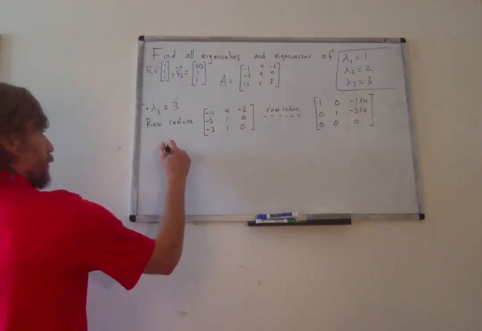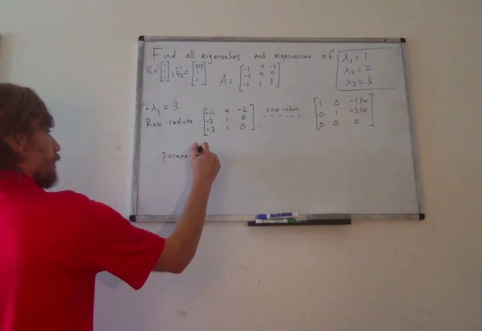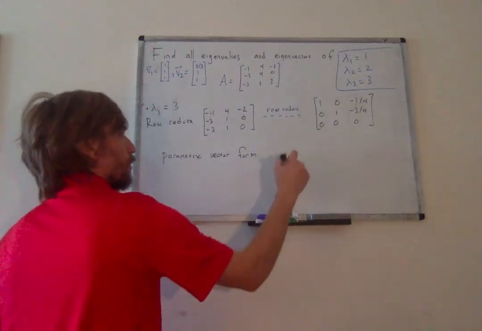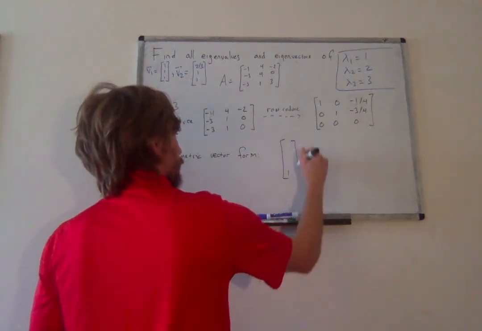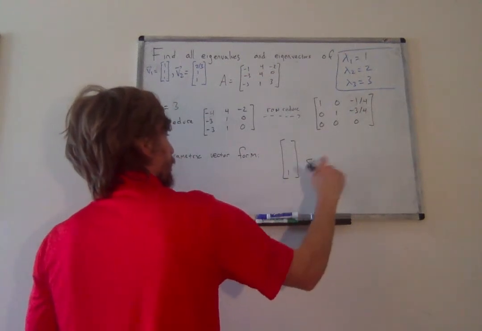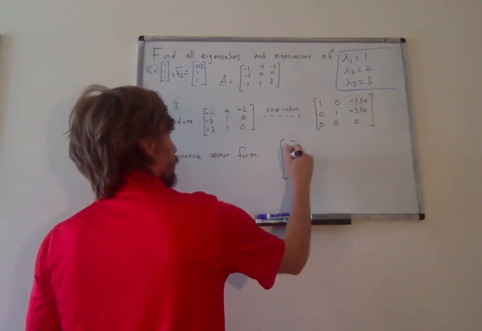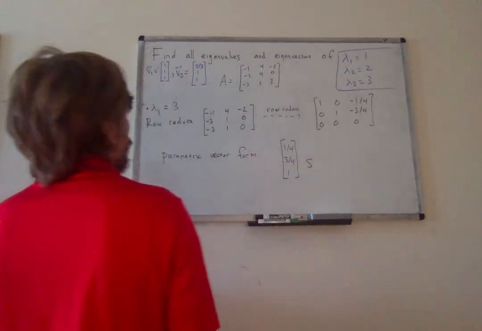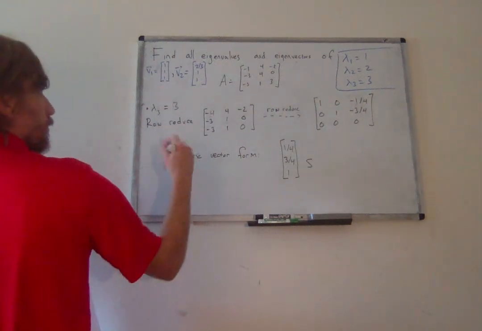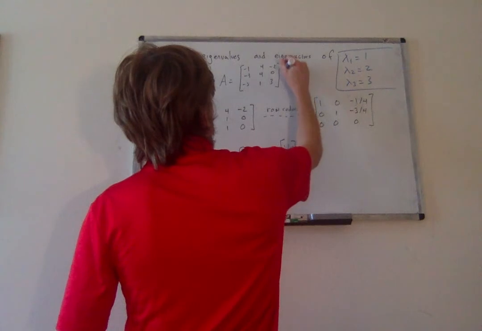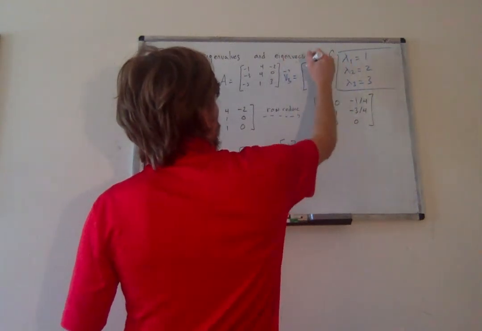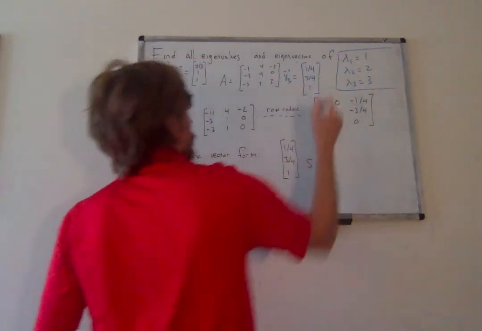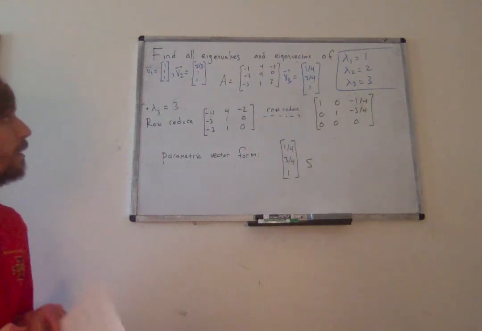And so for the parametric vector form of the solution, remember x3 is my free variable, so we'll let the parameter be s, and then I know that 1/4, 3/4 should go there. And so that gives me my final eigenvector corresponding to lambda 3 equals 3: 1/4, 3/4, 1. So there you have it.